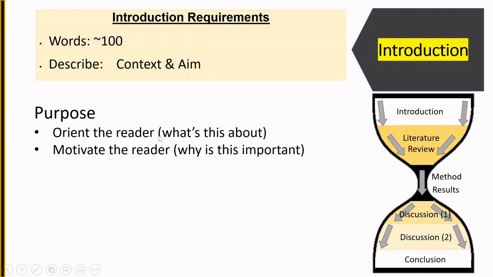And orienting the reader is really making sure we've got a clear aim, that they know what we're trying to do, what we're talking about. And we're motivating the reader. We're going to certainly try and do that in our brief context, the background information that we give them. So you can see in our hourglass that the introduction is quite broad to capture the big picture that will then narrow into.